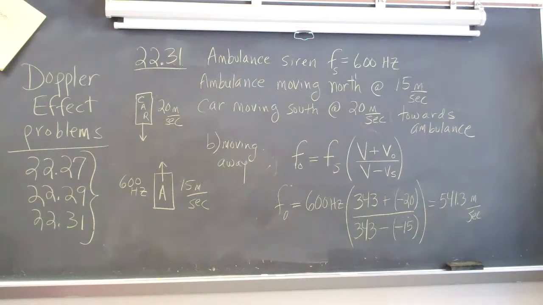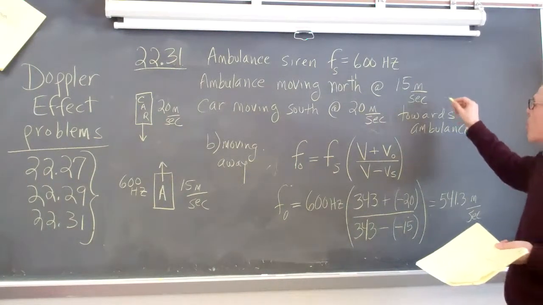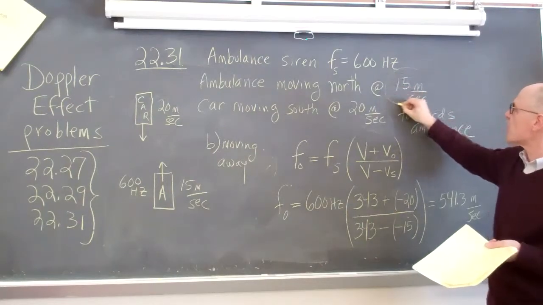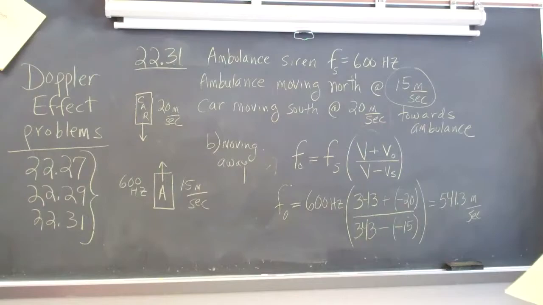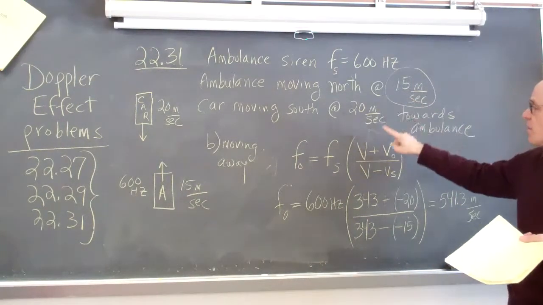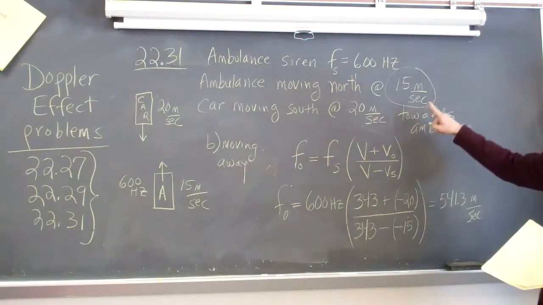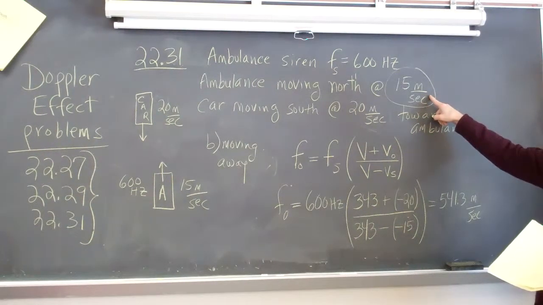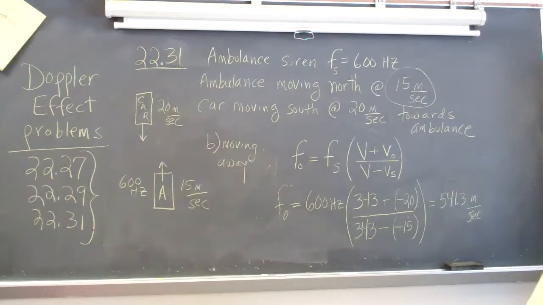A couple more comments in terms of other kinds of problems you might see. You'll notice we're not doing any conversions here, but it's possible that you might see problems that don't give you the speed in meters per second. You might be given the speed in feet per second. If that's the case, and you're given the speed of sound in air in meters per second and the speed of the source and the observer in feet per second, you'll have to do some conversions to make sure the units are compatible.